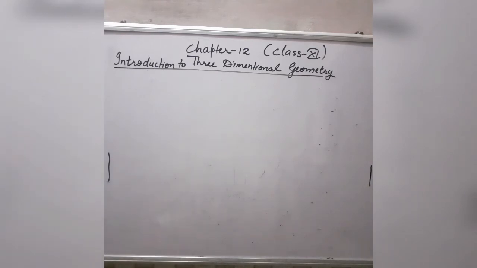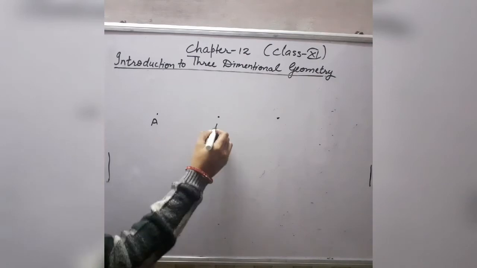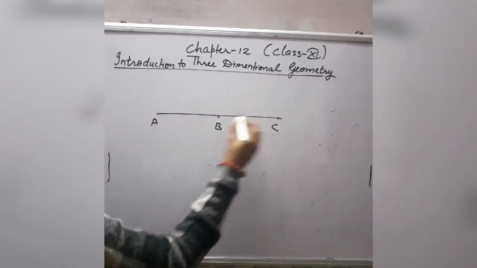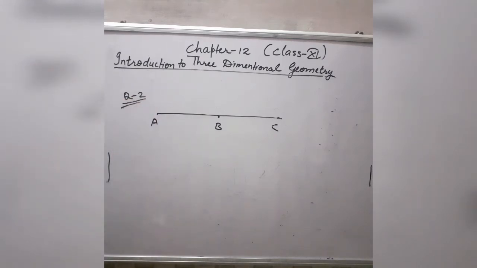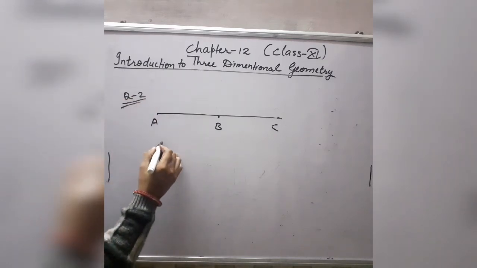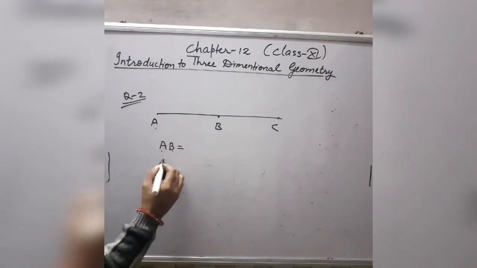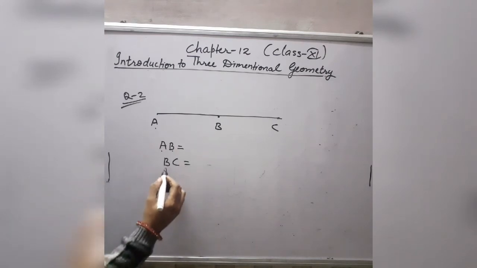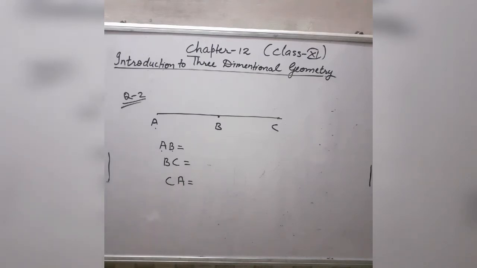Now see question number 2. In question number 2, 3 points are given to you and you have to show that these 3 points are collinear. Let us suppose these 3 points are points A, B and C. You have to check whether these 3 points are collinear or not. So by taking 2 points together, you will find out these 3 distances in this case. Distance between first and second point, AB; then BC, distance between second and third point; then CA, distance between third and first point, or you can say distance between first and third point.